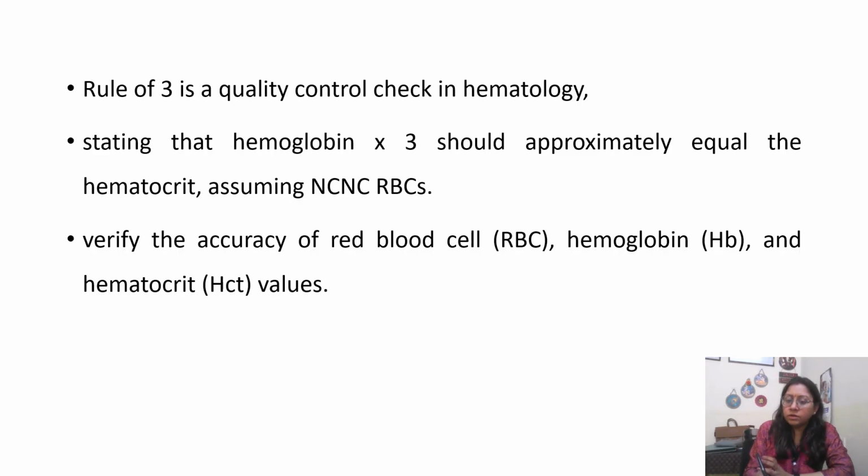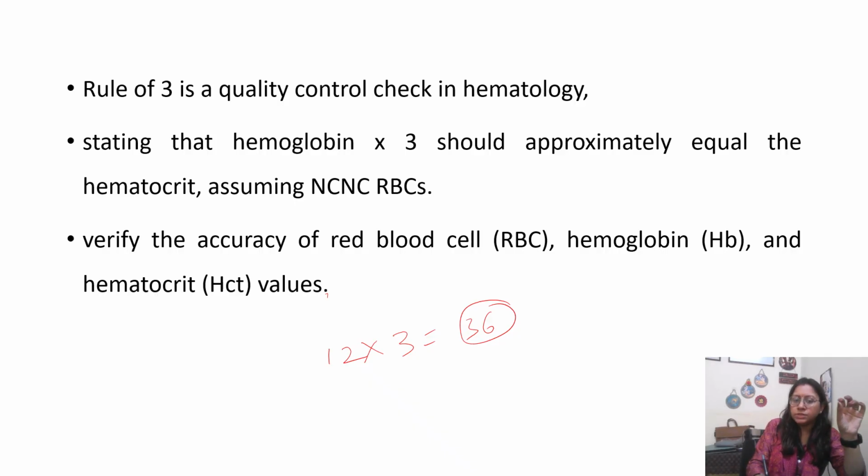So this initially I am giving you. So it is basically what ये हमें एक clue देता है that our machine is working. So it's basically a quality control check in hematology, stating that hemoglobin into 3 is hematocrit. Hematocrit means what? अगर suppose hemoglobin हमारा 12 है, it means normal hemoglobin. Hematocrit अगर हम multiply by 3, होना चाहिए 36. So it is fair enough. So it is within range. So it gives you a clue that RBCs are normocytic, normochromic. So it basically verifies your accuracy of RBC, hemoglobin and hematocrit.